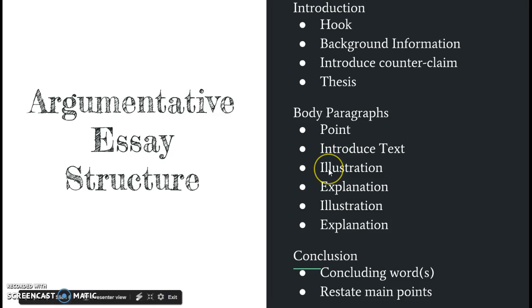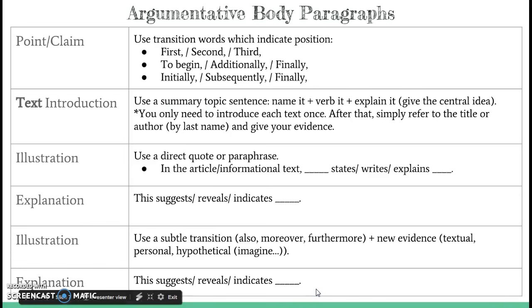Then we're going to include our first piece of evidence or illustration. We'll explain how that illustration supports our point. We're going to provide a second illustration to prove our point and explain how that illustration supports our point. After we're finished with those 3 body paragraphs, then we will move on to our conclusion, where we'll use concluding words and restate our main points. But today we're going to look a little bit deeper at those body paragraphs.